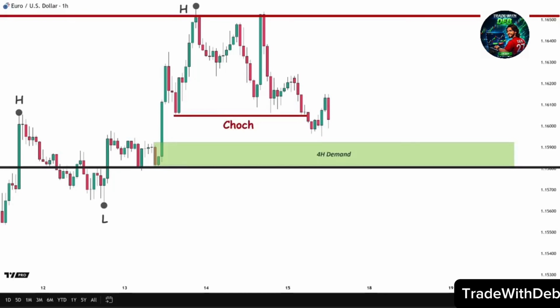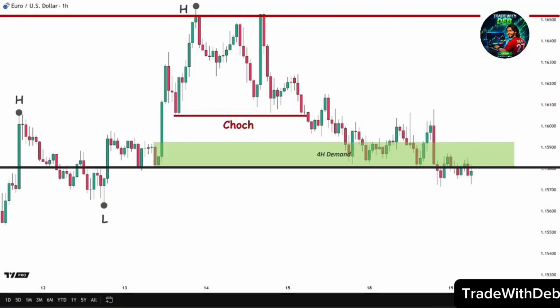If the price breaks below the 4-hour zone, supply takes control over demand. In this case, both the 1-hour and 4-hour structures turn bearish, and we can confidently look for short trades. But if the price rejects the 4-hour demand zone and breaks above the daily structure, then both the 1-hour and 4-hour charts become bullish, and we can look for long trades. So, let's play the price forward and see what happens.